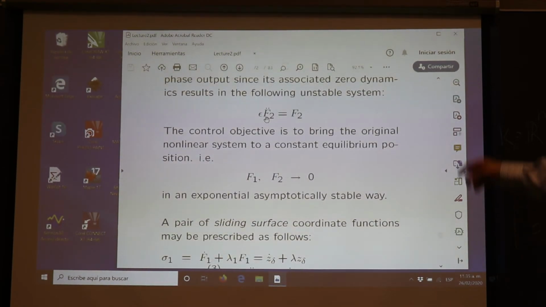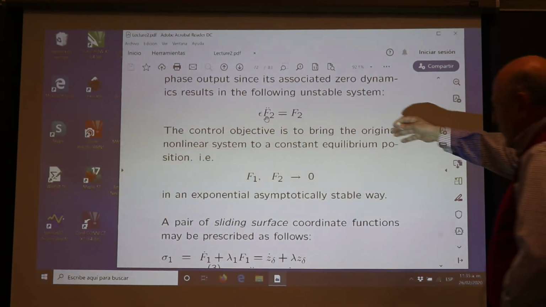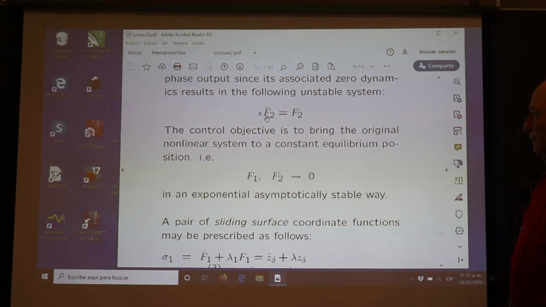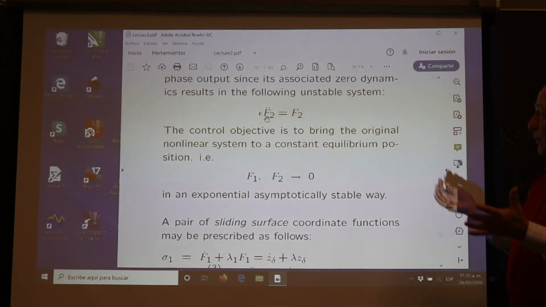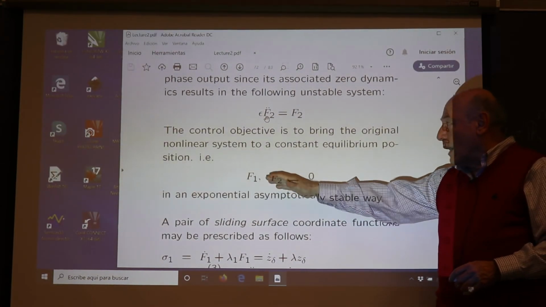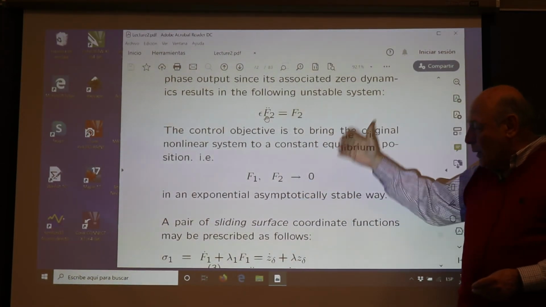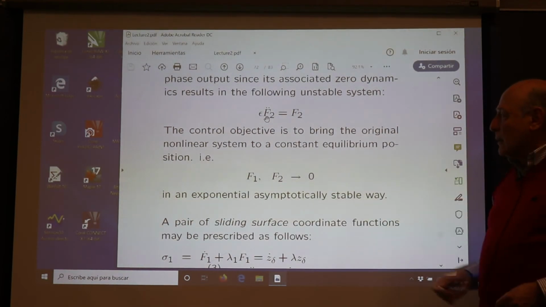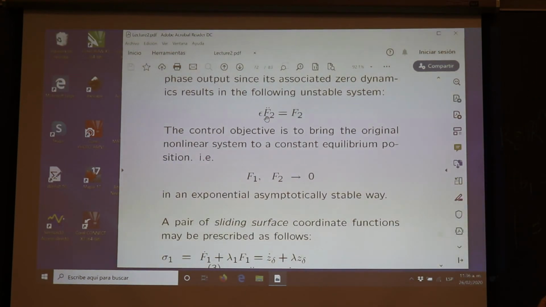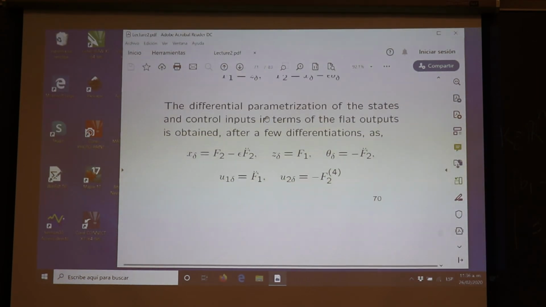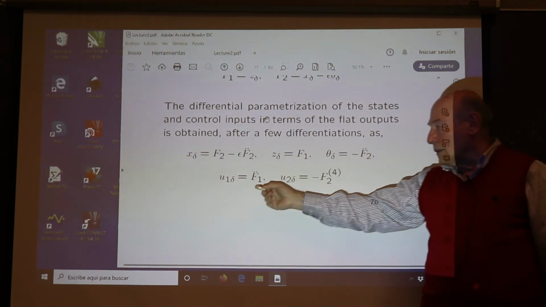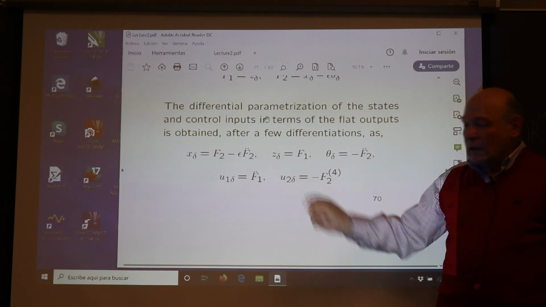The other possibility is just to see that f2, when x1 is 0, you get an unstable differential equation. So the control objective is to bring the original nonlinear system to a constant equilibrium, and that can be achieved by driving f1 and f2 to 0 independently, and that can be done by means of many pole placement and many other things, because you have the dynamics for f1 and f2 as related to the inputs. So f1 is related to input u1, f2 is related to input u2.